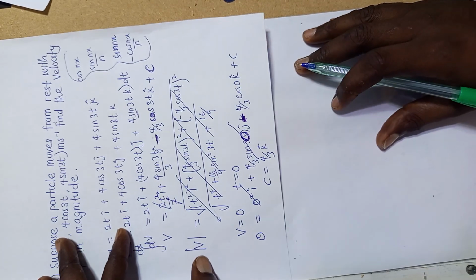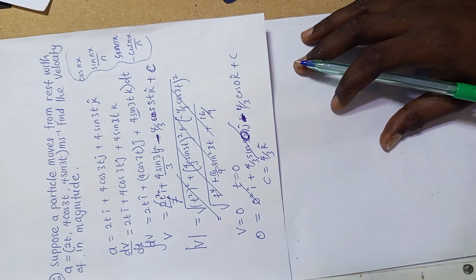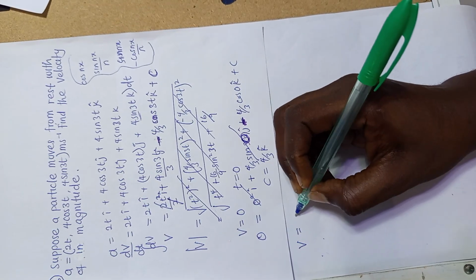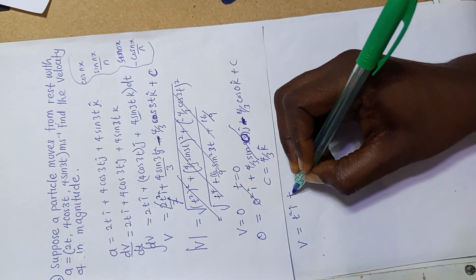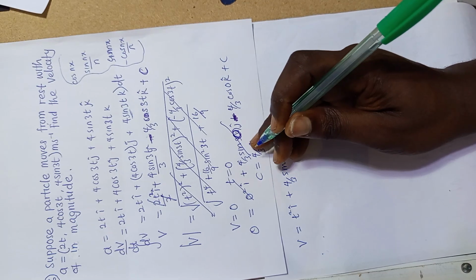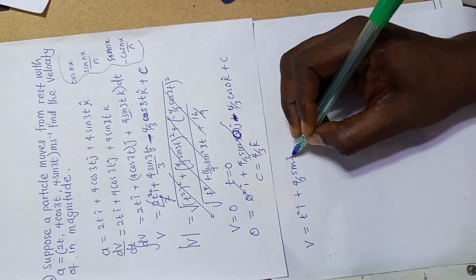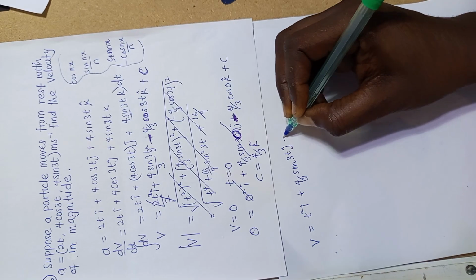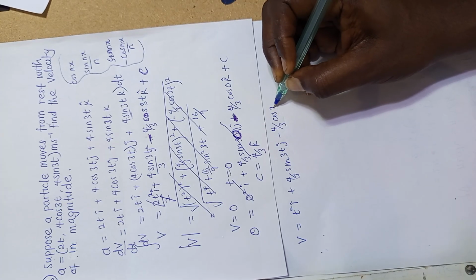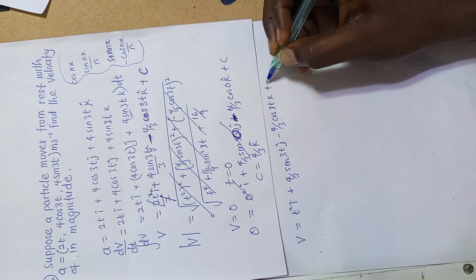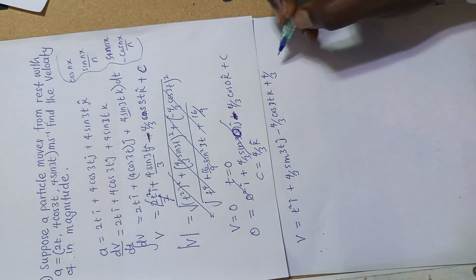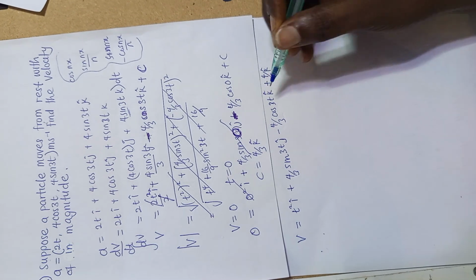k. Now, if you have gotten your c to be 4 over 3 k, what I want to do now is substitute. Our velocity now becomes t i plus 4 over 3 sine 3t j minus 4 over 3 cos 3t k plus 4 over 3 k. So this one now can be 1.